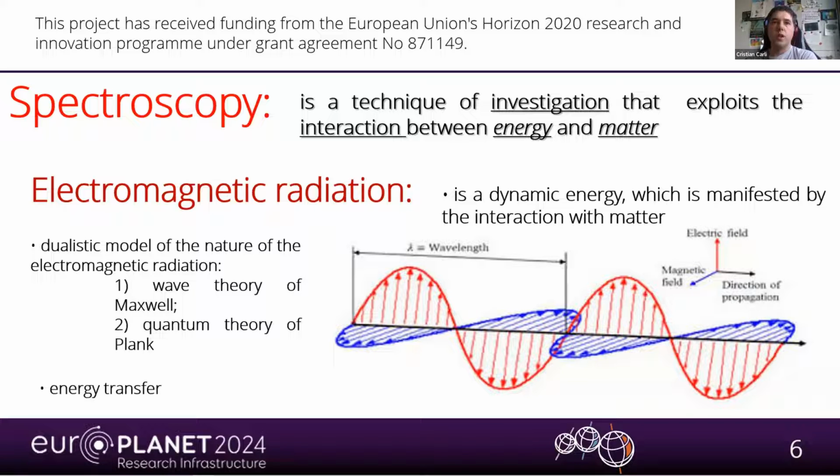This energy is, you can say, in a dualistic model, which explains the nature of the electromagnetic radiation, considering the wave theory of Maxwell and the quantum theory of Planck. We are not going to enter into details about that. We just have to remember that this permits an energy transfer, and this is what we then use to obtain information from the surface.